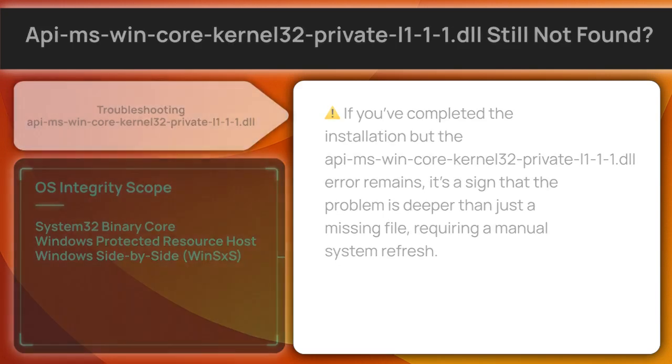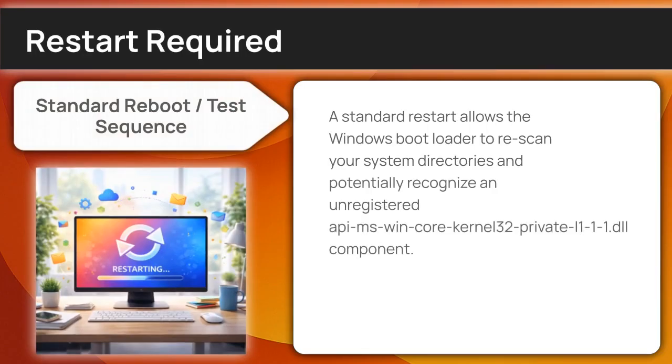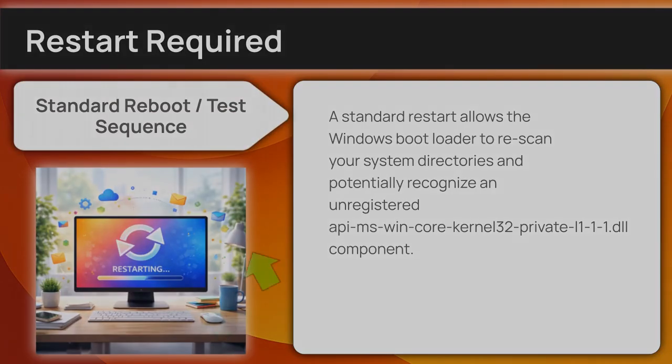If you are still encountering the error after following the official setup, it's time to investigate the underlying system architecture. Performing a restart can determine if the error is just a transient environment glitch. A reboot refreshes your system's path variables and can sometimes re-establish a broken link to the WinCore Kernel32 private file.